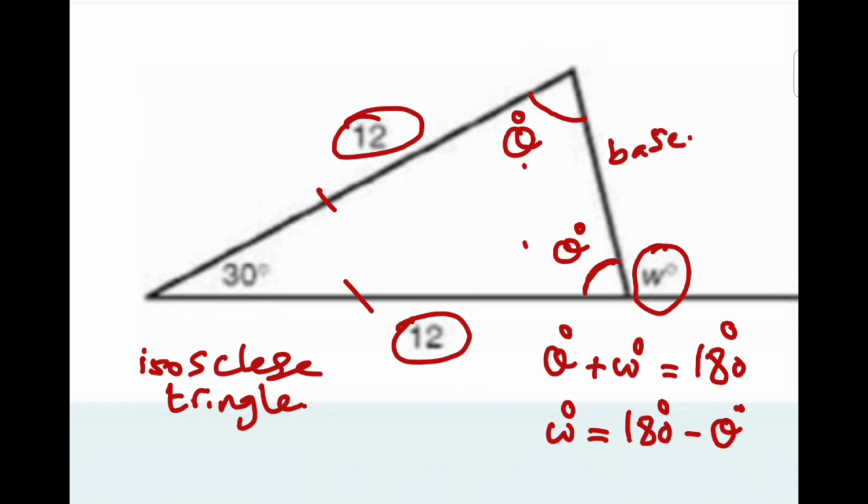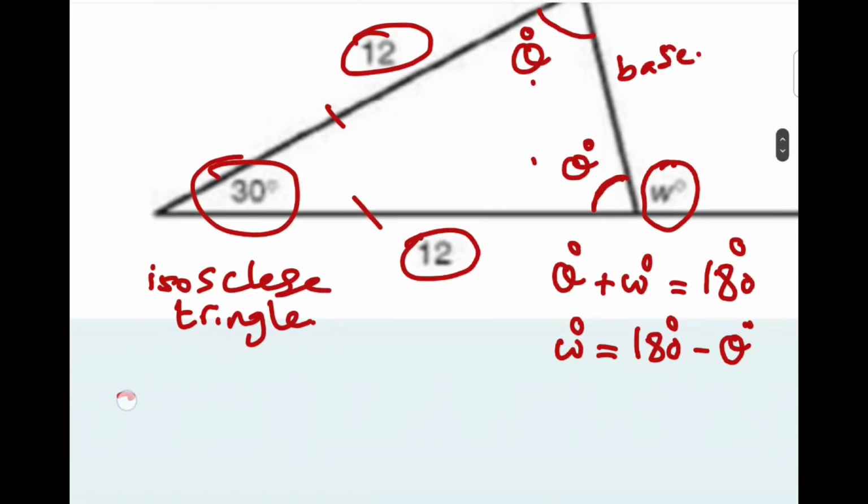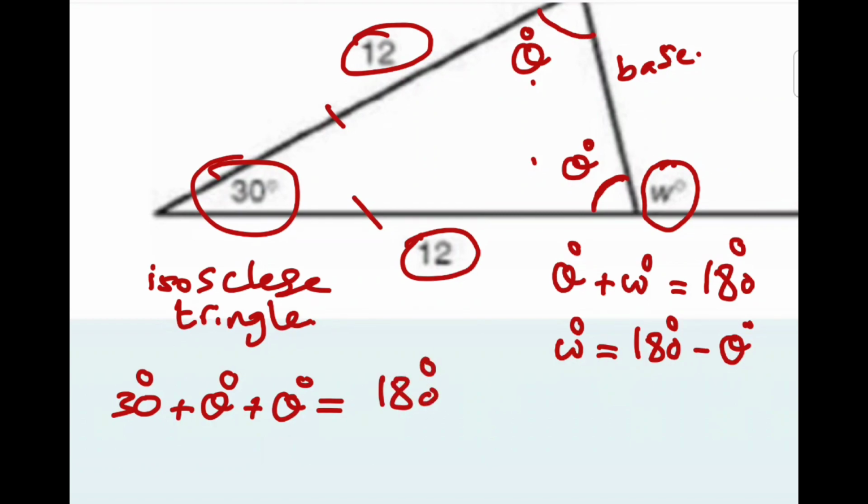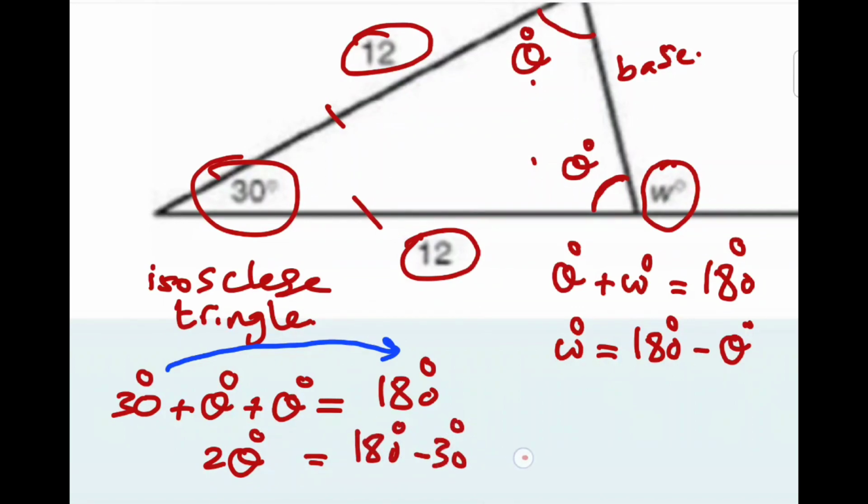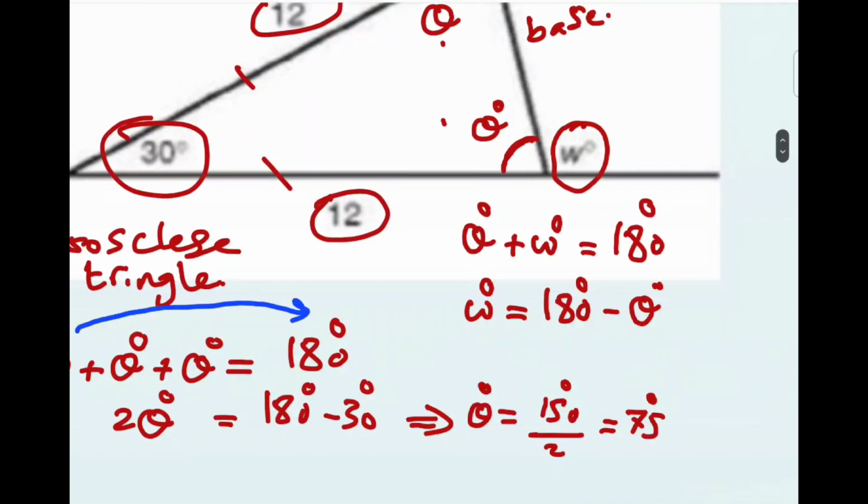angles are equal. Because of that, and this is 30 degrees, and we know that the sum of all the angles inside the triangle is equal to 180 degrees. So this is 2 theta degrees, and we know that 30 degrees can be taken to the other side. It becomes negative, so 180 minus 30 degrees. So we have theta equal to 150 divided by 2, which is 75 degrees.